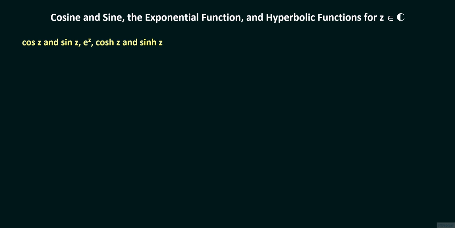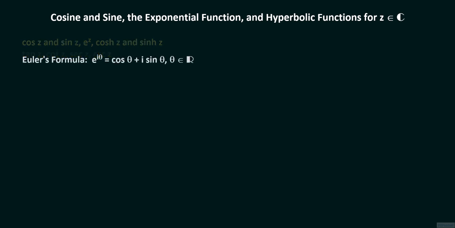Then, we determine the derivative of cosine and the derivative of sine when these two functions are defined for complex numbers. We will also say a few words in passing regarding the other four trigonometric functions when all these functions are defined on the complex plane.